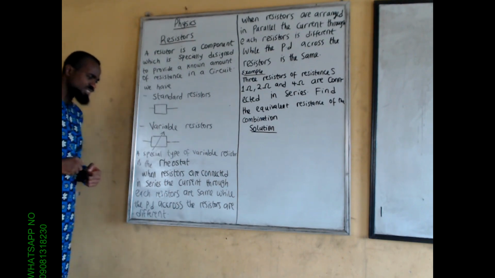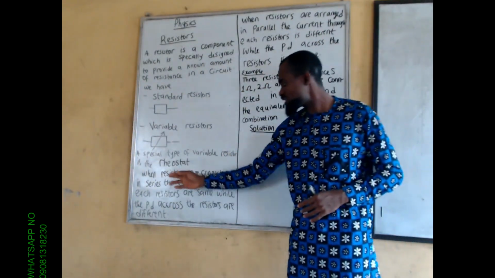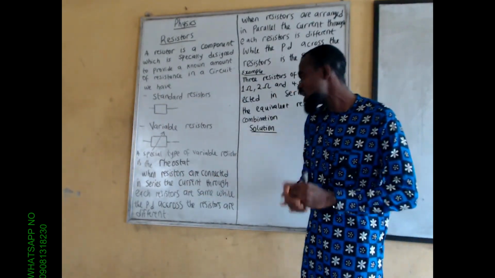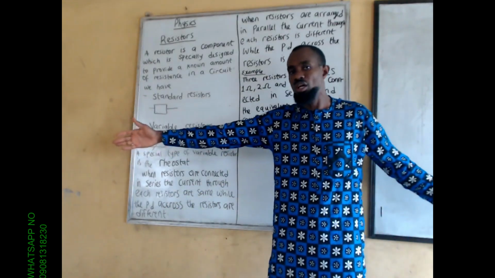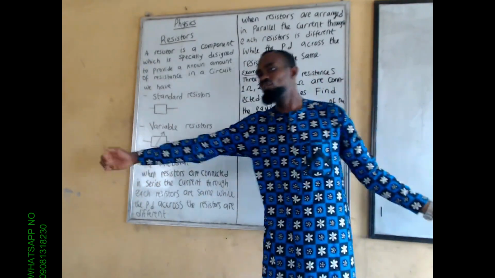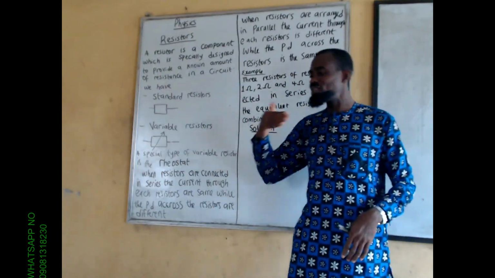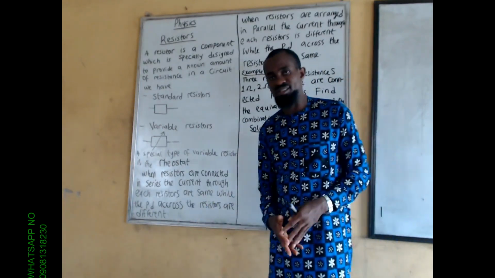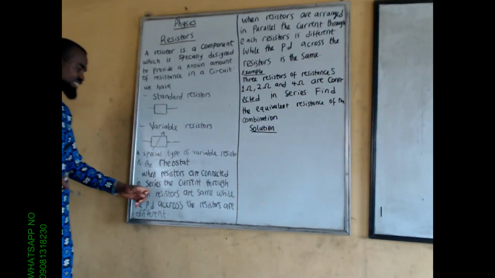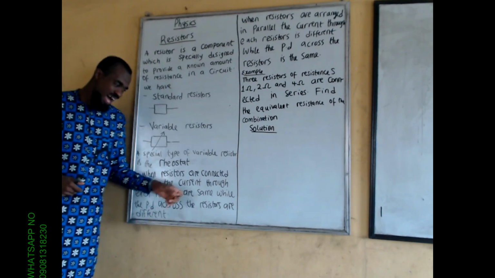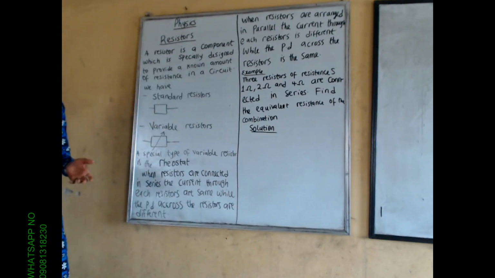Now take note, we have said this before. When resistors are connected in series, the current through each resistor is the same. When you have 10 resistors connected in series, the current flowing through them is always the same, while the potential difference across these resistors in series is different. Once again, when resistors are connected in series, the currents through each resistor are the same, while the potential difference across the resistors is different.